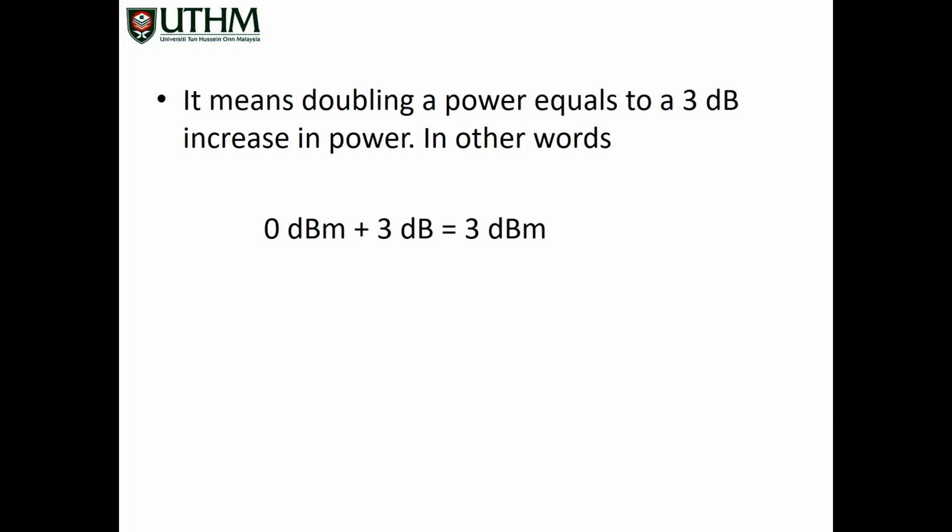Another example. This example is allowed. 0 dBm plus 3 dB. You will get the value 0 plus 3, you get 3, but the unit follows this one, dBm. Why is it like that?